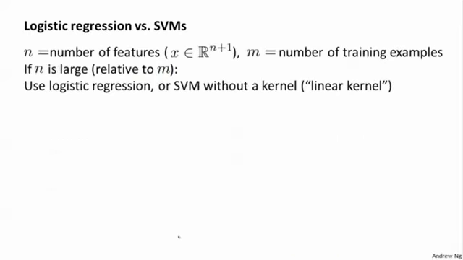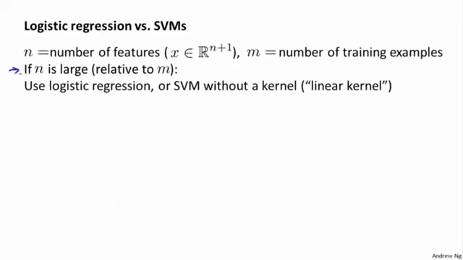Finally, we developed support vector machines starting off with logistic regression and then modifying the cost function a little bit. So the last thing I want to do in this video is just say a little bit about when you would use one of these two algorithms. Let's say n is the number of features and m is the number of training examples. So when should we use one algorithm versus the other?